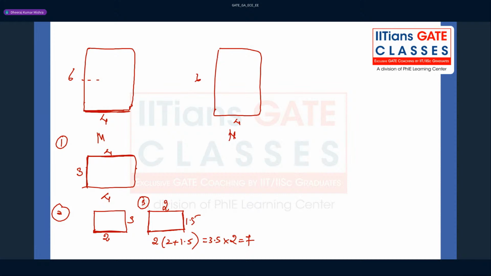So the long edge is this 6, right? So we are going to fold about this one, right? So if we fold this, how much will it come to?